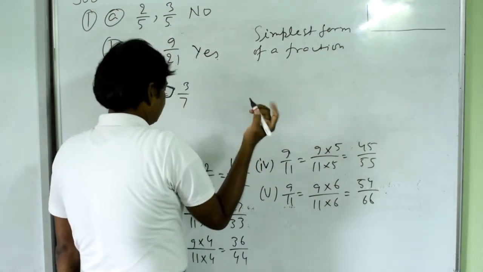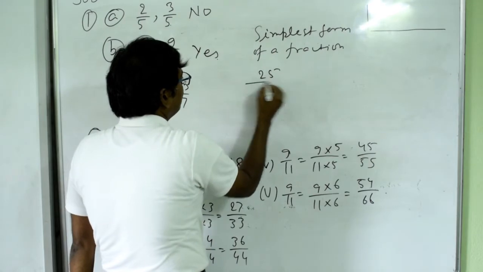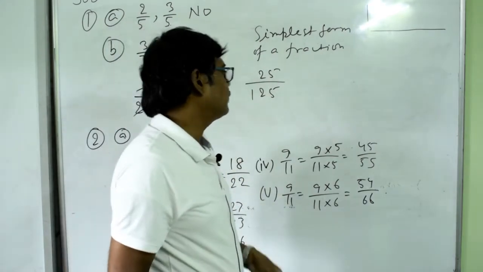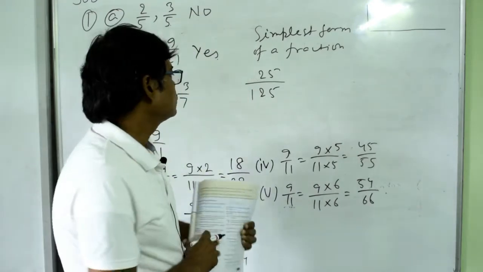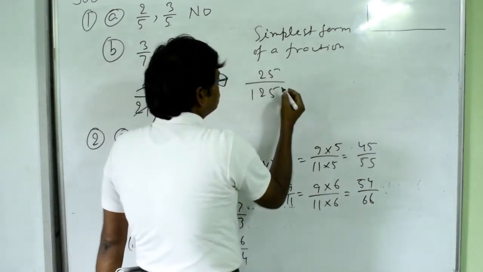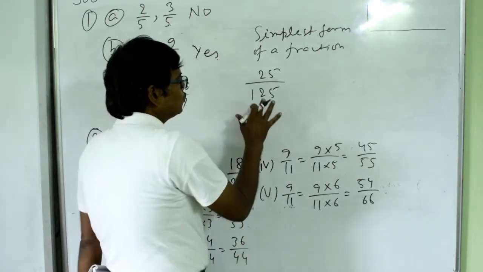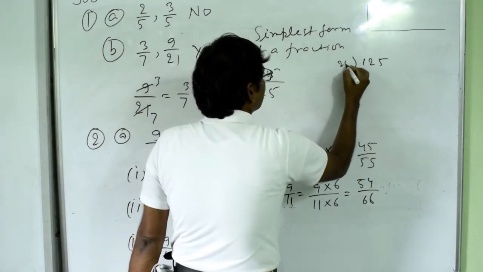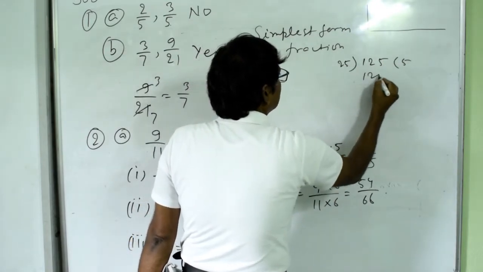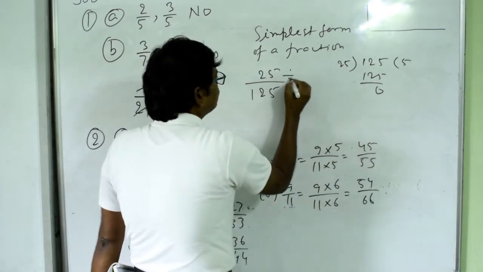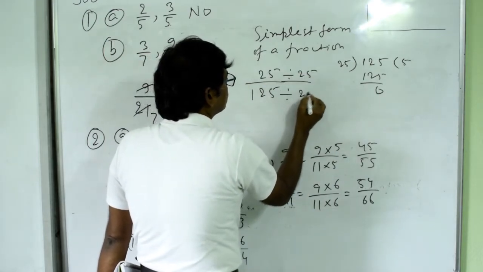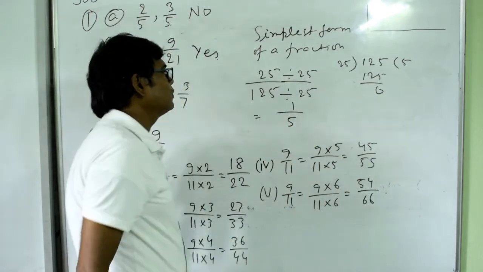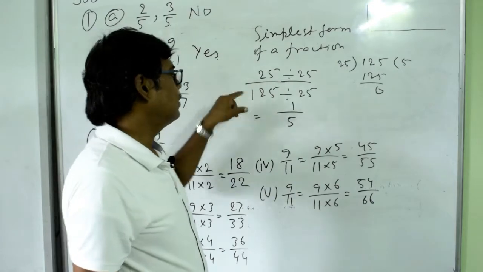Like if you have a fraction, suppose you have 25 by 125. Because 25 and 125 have a common factor, if you remove that common factor, then these two will be in the simplest form. So first find out the HCF of 125 and 25. It is 25, so divide this by 25 and this by 25 also. Then it will be 1 by 5. So this 1 by 5 is the simplest form of 25 by 125.